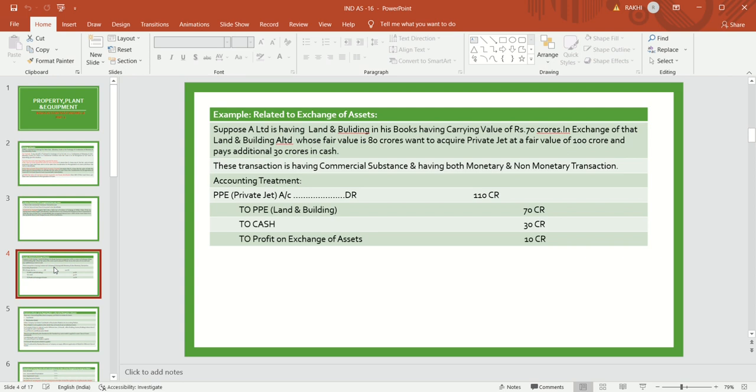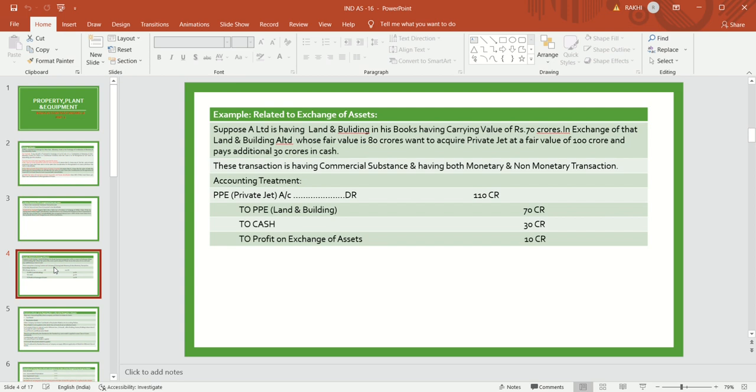So what was the fair value? The fair value of the asset given, that is land and building, is 80 crores, and the fair value of the asset acquired, that is the private jet, is 100 crores. You know the fair value of both the assets, so which value will you take into consideration? The fair value of the asset given, that is land and building. So 80 crores is to be taken into consideration for recognition purposes and 30 crores is paid in cash.